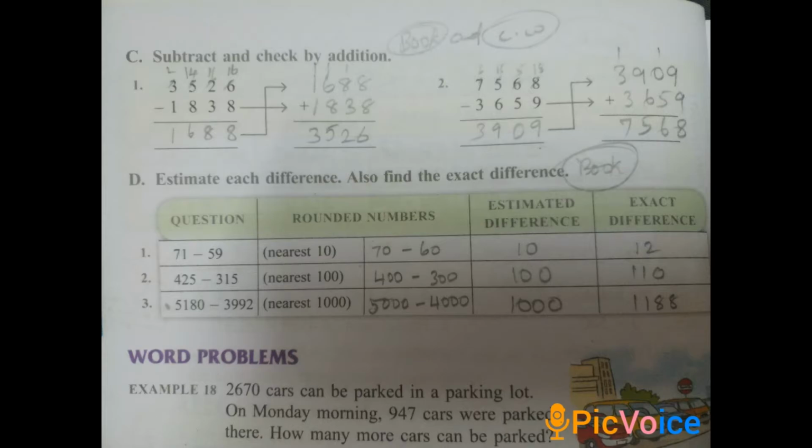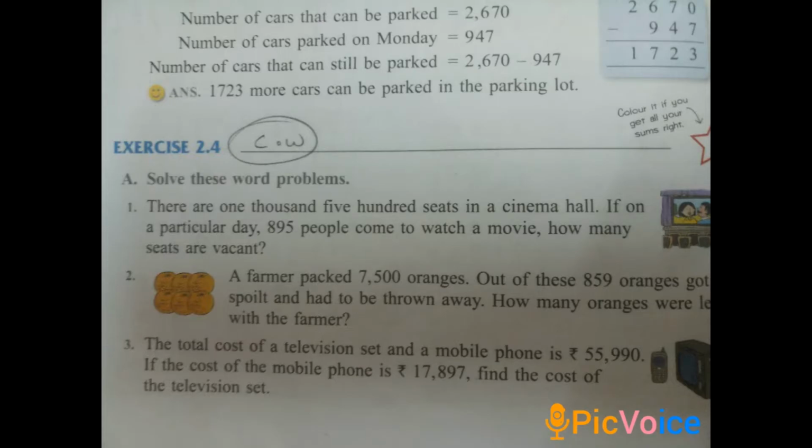That's all children. Exercise 2.3 is over now. Next, exercise 2.4 on page number 36. It's a word problem, children. Listen carefully. Word problem: read the question thoroughly first. Then understand. Afterwards you can do the sums.